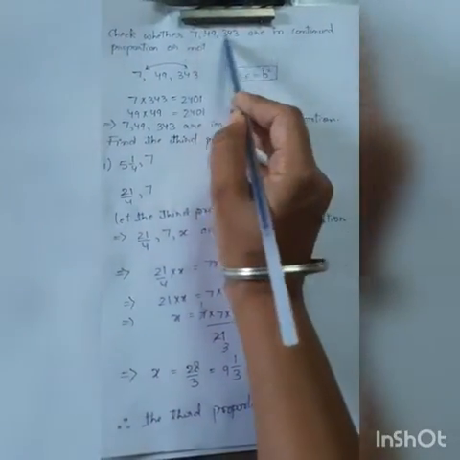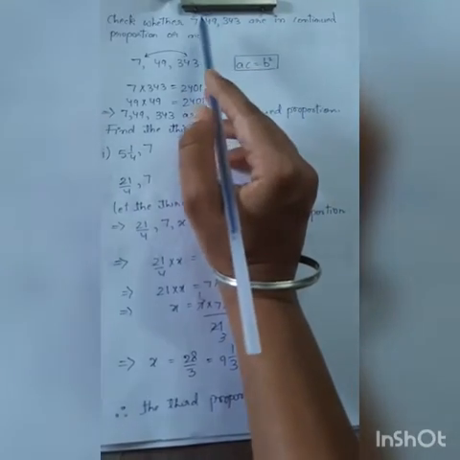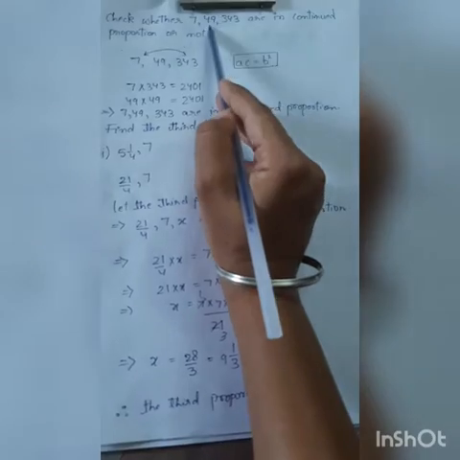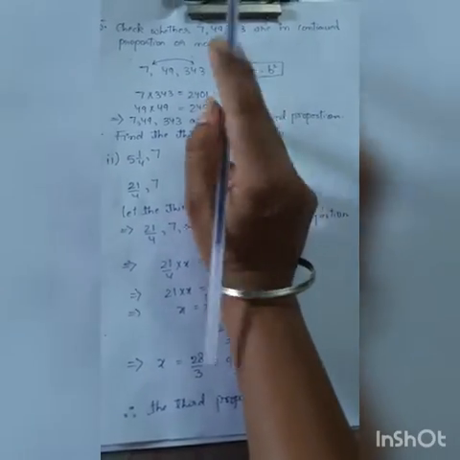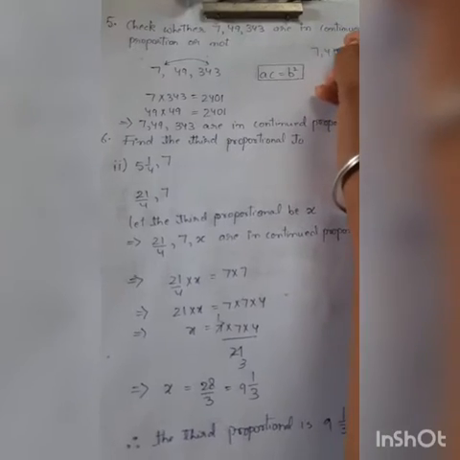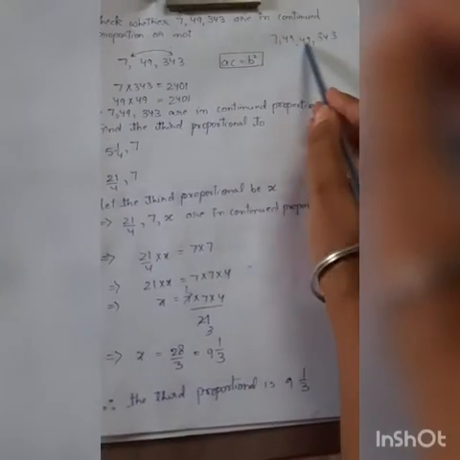And I have taught you students, when 3 terms are there, how do we check whether they are in continued proportion or not? The product of 7 into 343 should be equal to the product of 49 and 49. There's a trick for doing that. You can just use this trick. Repeat the middle term twice and write your question. I have repeated the middle term twice.